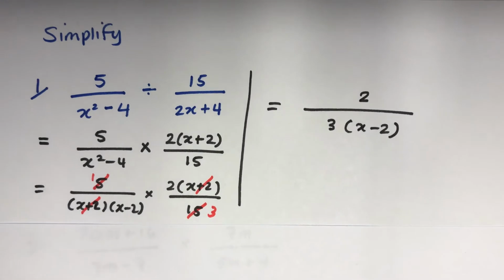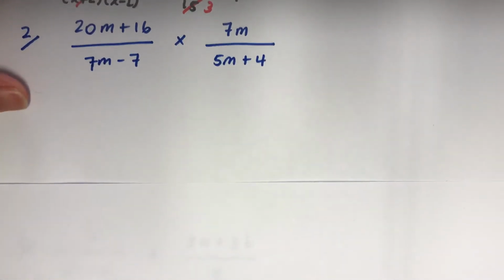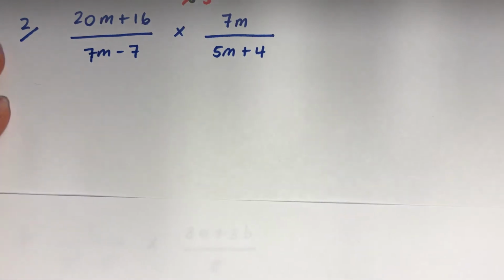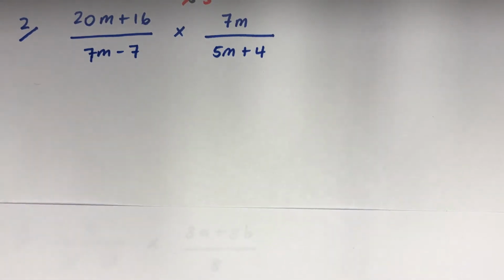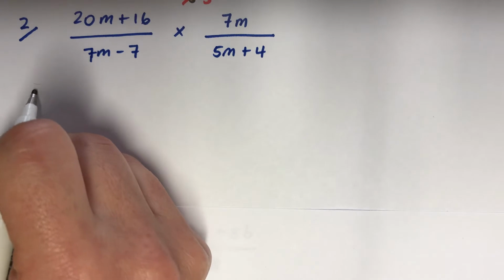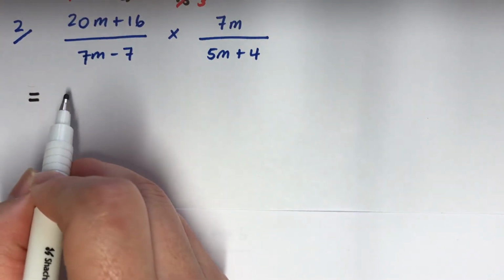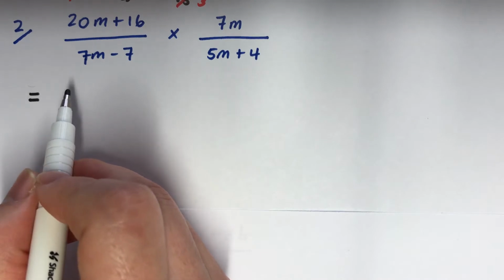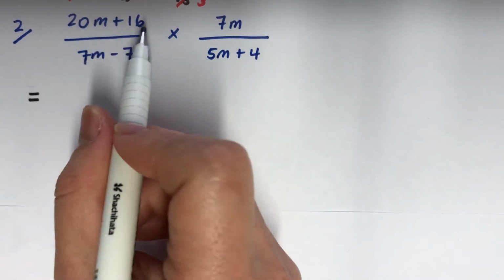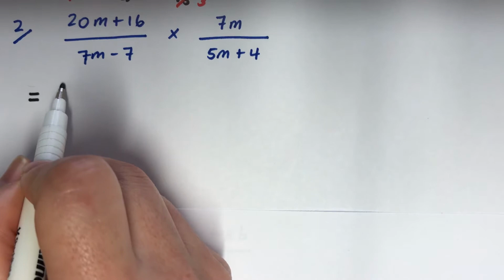Excellent. So next one, I'm going to do this question. Now this one I don't have to flip anything because it's already in the multiplication. All I have to do now is simplify. So I'll factorize this one. What's the highest common factor I could get? The common factor here is 4. So I'm going to take the 4 out.